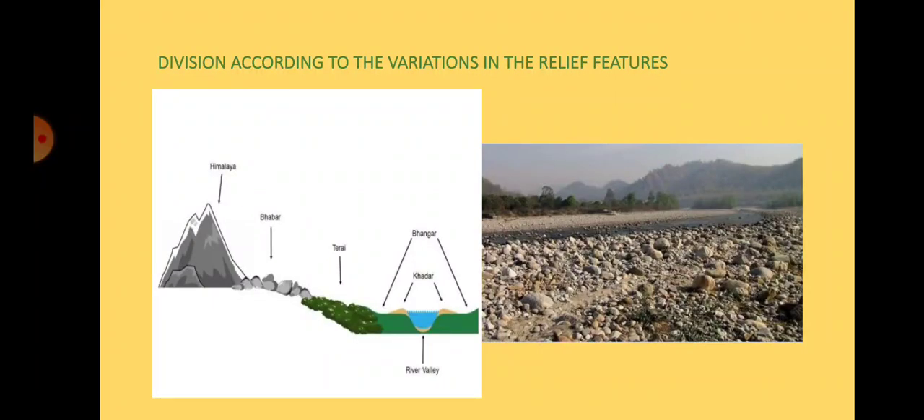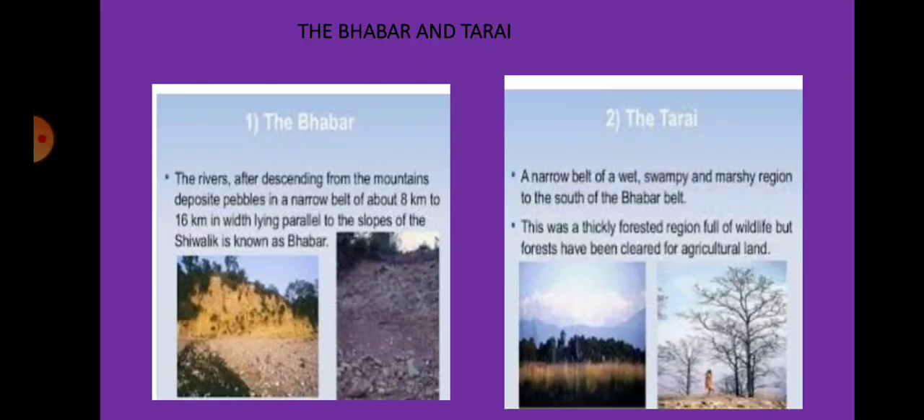Now let's talk about the division of these plains according to the variations in the relief features. As you can see in the picture, these plains are lying in the foothills of the Himalayas, and the very first feature is the Bhabar, then Tarai, the Bhangar and the Khadar. The explanations are there in the coming slides. Now what the Bhabar is?